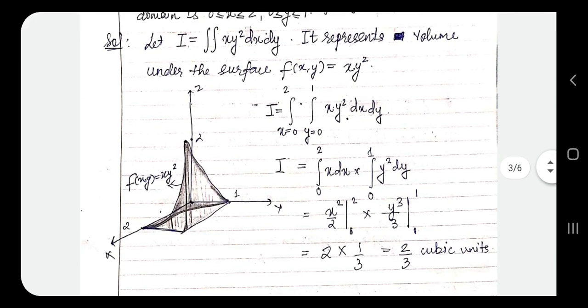So I is equal to the integral where x is running from 0 to 2 and y is running from 0 to 1, integration of xy square dx dy. Now here I can see that this is very easy to solve because integration limits are constant on both integrations, and my function xy square has only one term, so I can separate it very easily.